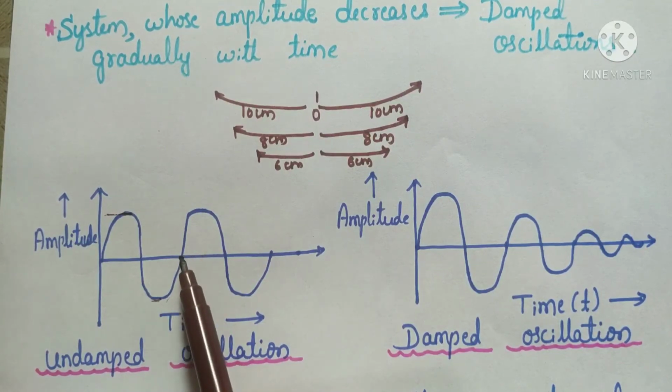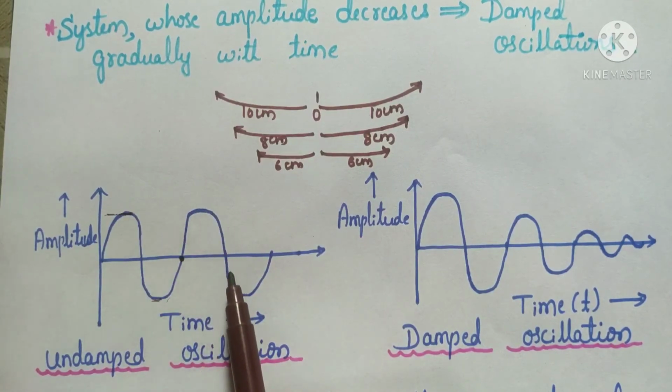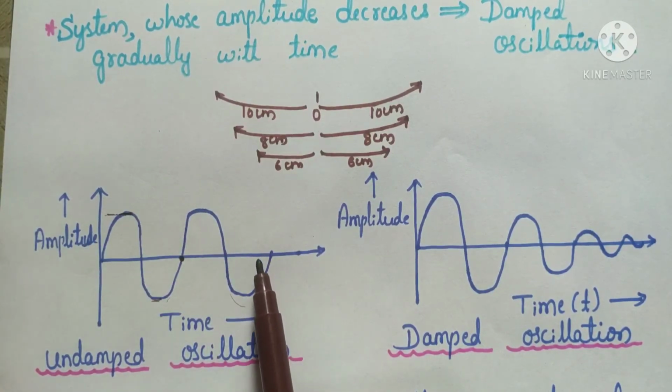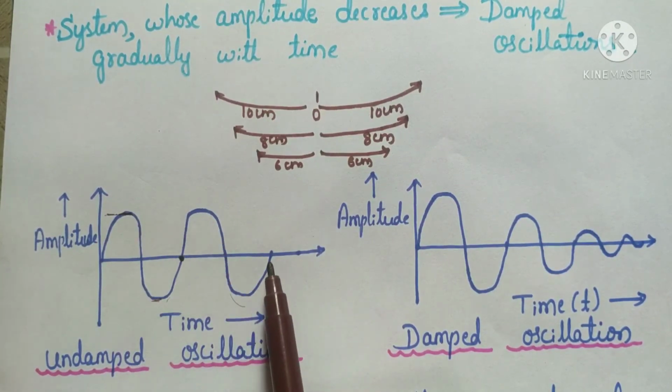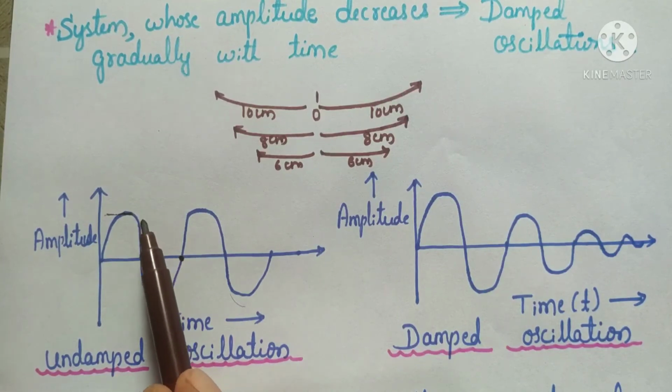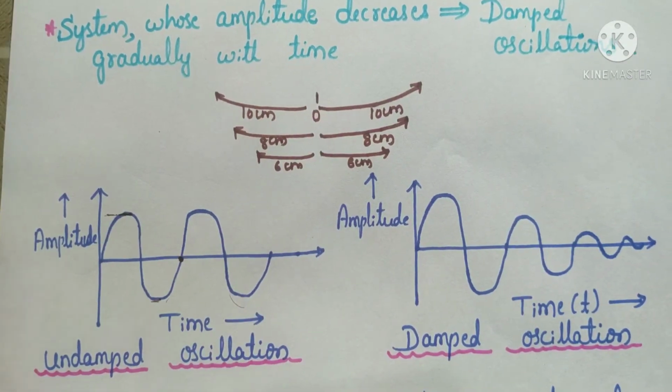Then in the second oscillation, it has to maintain the same amplitude. So here also it is maintaining the same height, right? The amplitude is remaining constant. Here the heights of the crest and trough are the same in each oscillation. So this is undamped oscillation.